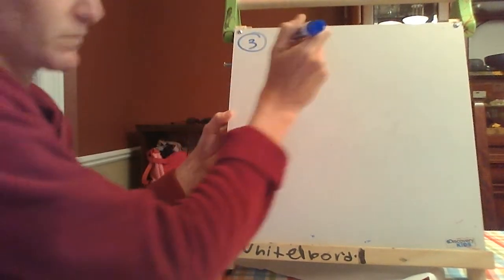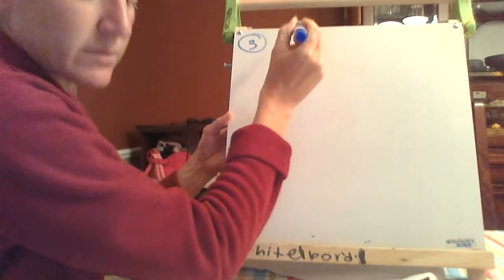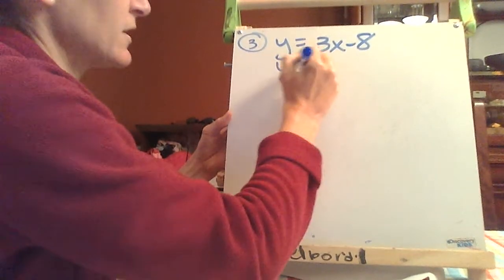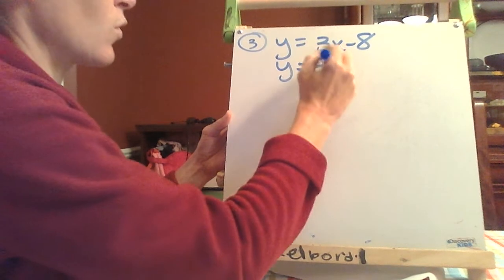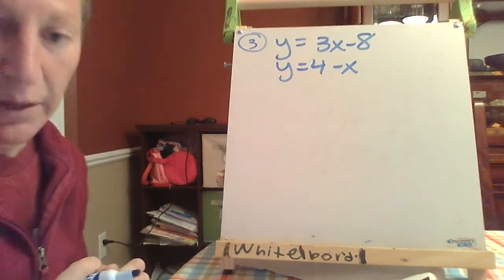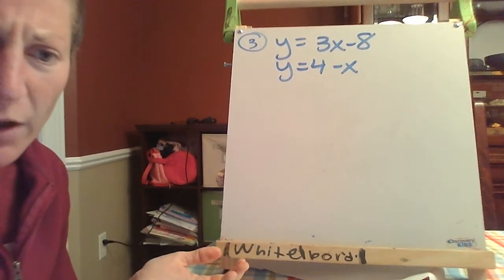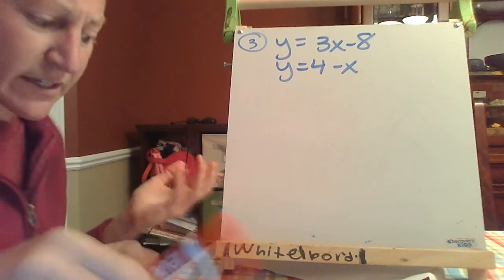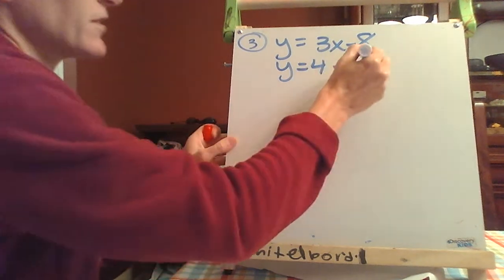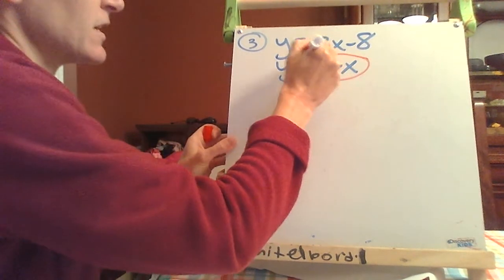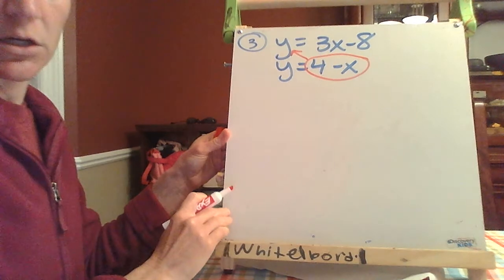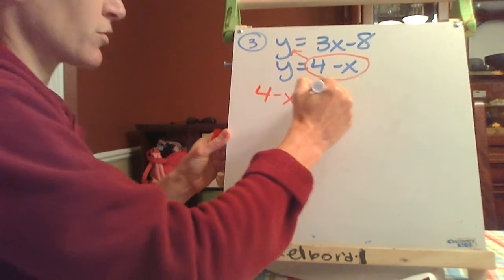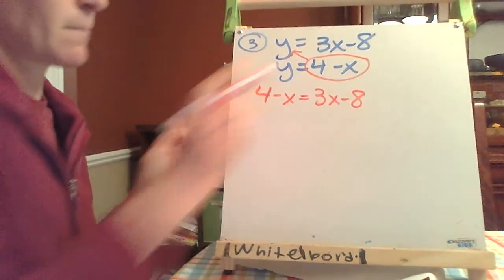Substitution method. y equals 3x minus 8. y equals 4 minus x. Okay. Well, both of these have y by itself. What do I do then? Just pick one to circle. It doesn't matter which one. So let's say circle this. It goes in place of y up here. So 4 minus x equals 3x minus 8.